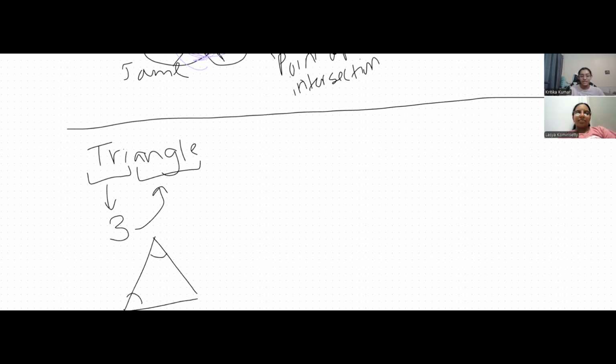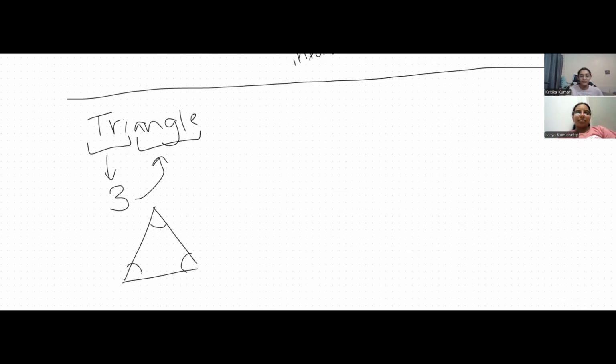And notice how I made them all the same angle? This type of a triangle is called an equilateral triangle. Let me try writing that out real quick. So this, where all angles are equal, is going to be called an equilateral triangle. Okay? And the reason why I'm telling you this is because this shows up quite a lot.